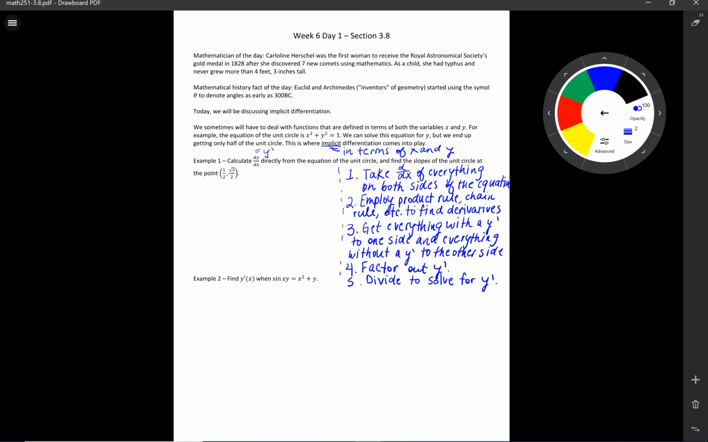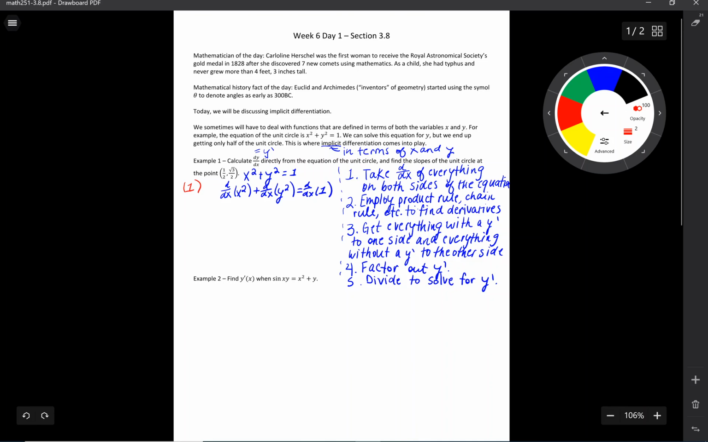All right, so we have the equation of the unit circle, x squared plus y squared equals 1. My first step is I need to take the derivative of everything on both sides of the equation. So I take the derivative with respect to x of x squared, the derivative with respect to x of y squared, and the derivative with respect to x of 1. This is step number 1 over here.